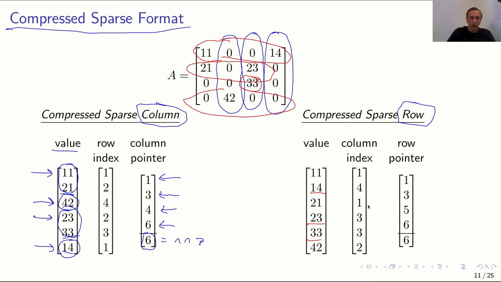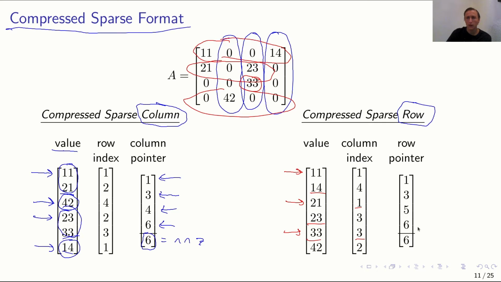Now for these, we give a column index. We indicate in which column each non-zero value is located. So for example, the value 21 is located in the first column. The value 33 is located in the third column. And then instead of a column pointer, we give a row pointer. We indicate that our first row is going to start with the first element of this value array. Our second row is going to start with the third element of our value array. Our third row is going to start with the fifth value of our array.